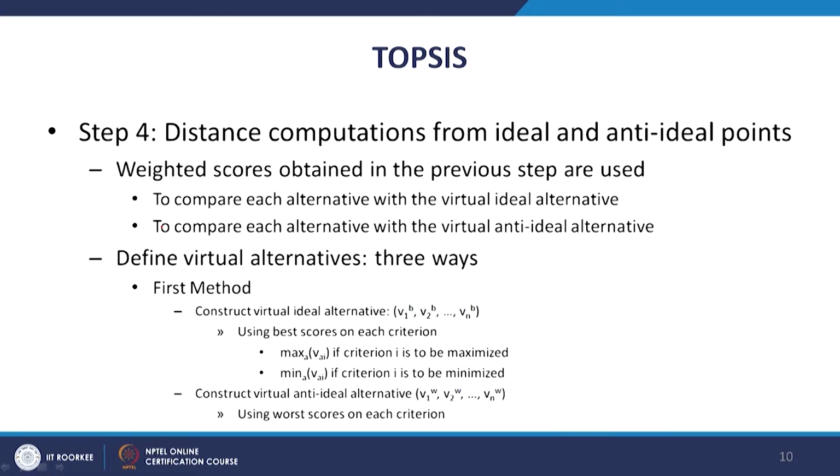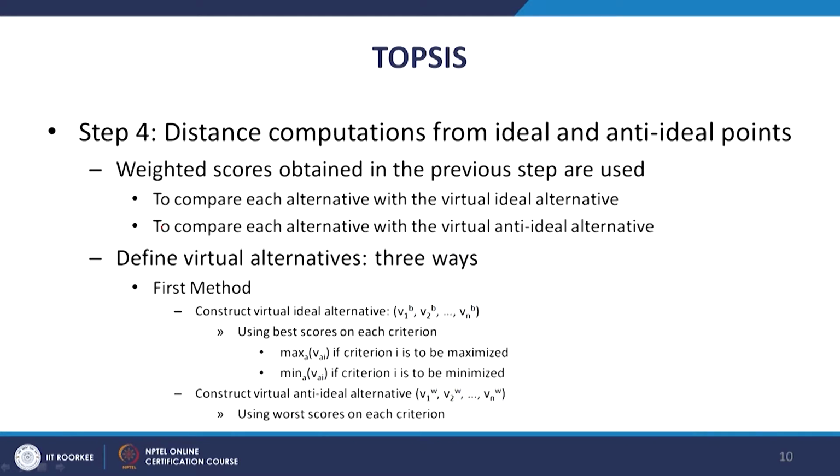That is max over A, where A is for alternatives, alternatives 1 to n. So, we are assuming that there are n alternatives, A ranging from 1 to n, and the max over A of Vai. V, which we have already computed, is the weighted normalized scores. This is for criterion i. If criterion i is to be maximized, then we will take the max value. Similarly, if criterion i is to be minimized, then we will take the minimum value, that is, the minimum over A of Vai.